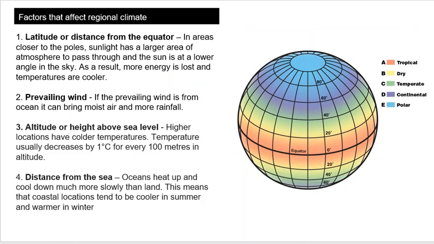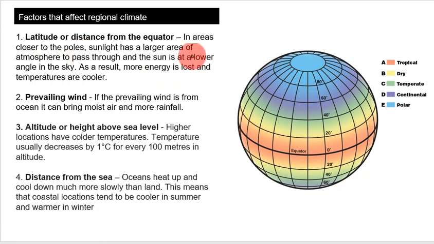So if we think about global, global climate is in relation to the globe. Now, factors that affect the regional climate. If you think about the particular region that you live in, what are some of the factors that impact on that? Latitude, or distance from the equator.